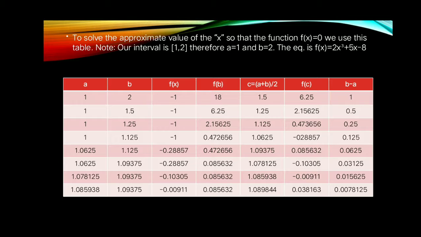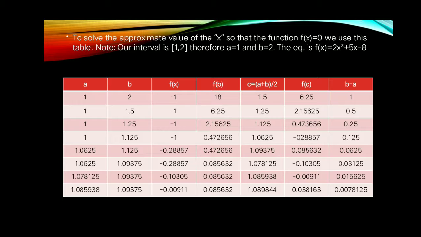So b minus a is 1. Our goal is to have a value of b minus a that is less than 0.01. So a will remain the same since f(c) is not negative. Change the value of b with c since f(c) is positive, which is 1.5.